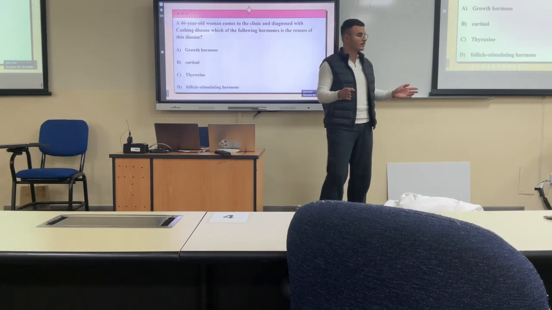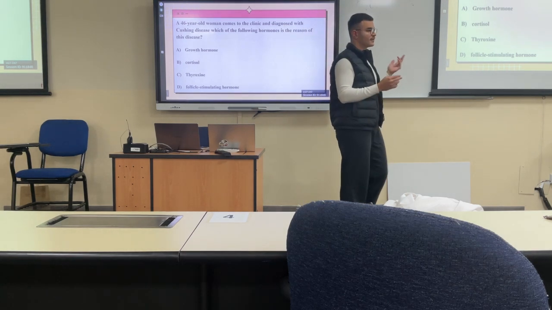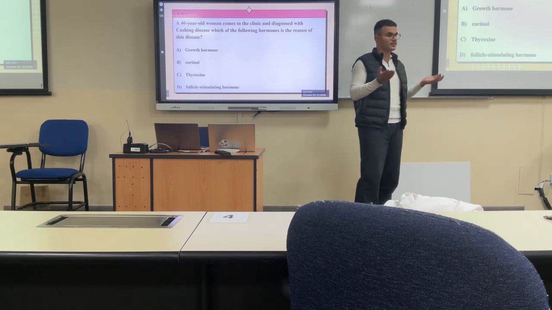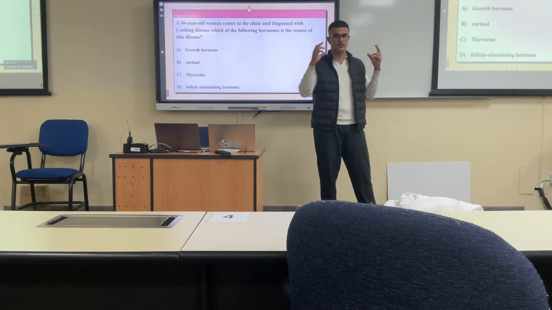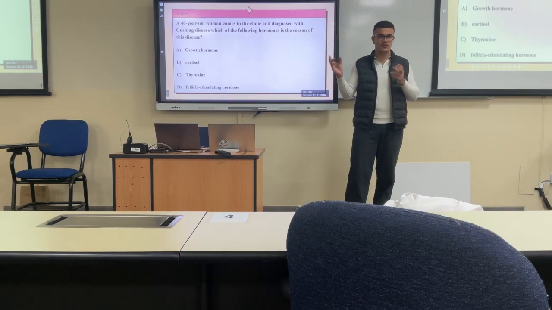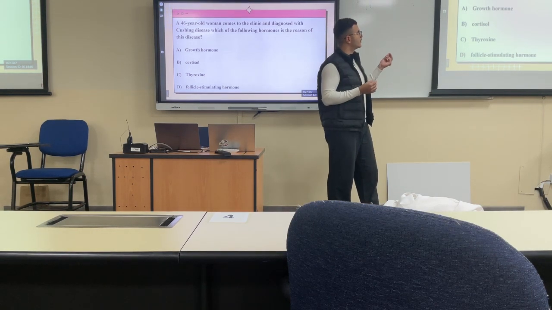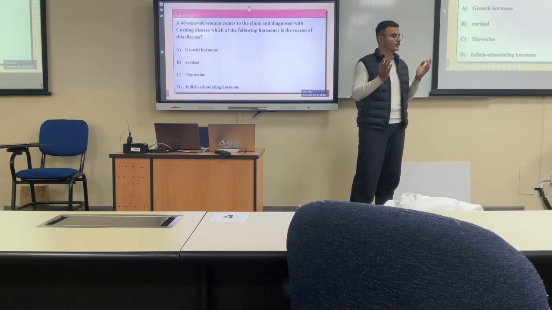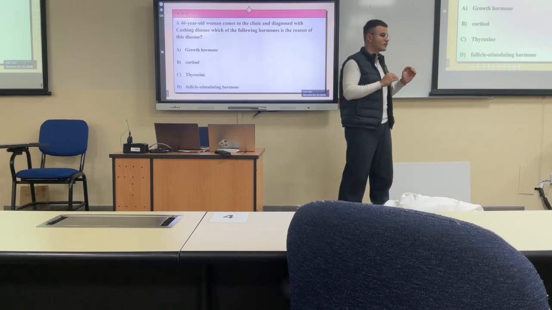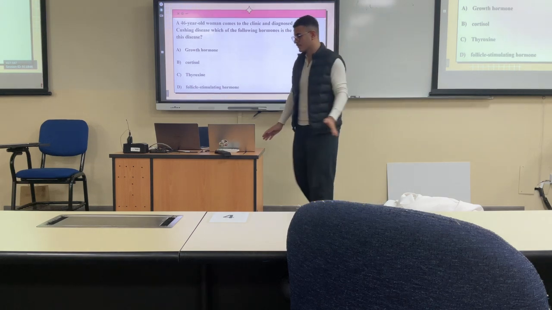Anyone doesn't know why? We said Cushing's disease is elevated levels of glucocorticoids, right? And when we speak about glucocorticoids, the main hormone is cortisol. So a patient suffering from Cushing's disease is going to have elevated levels of cortisol. This is one of the most simple questions that you can get in the exam.